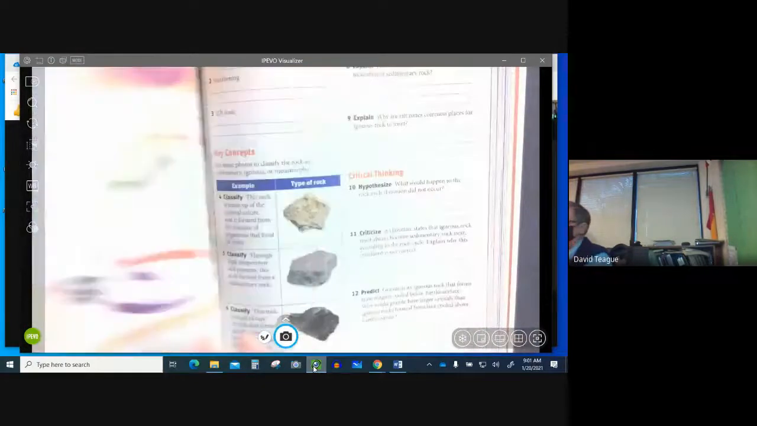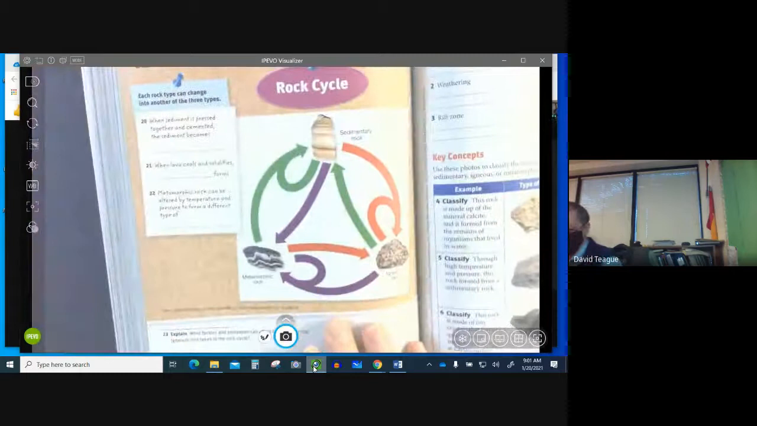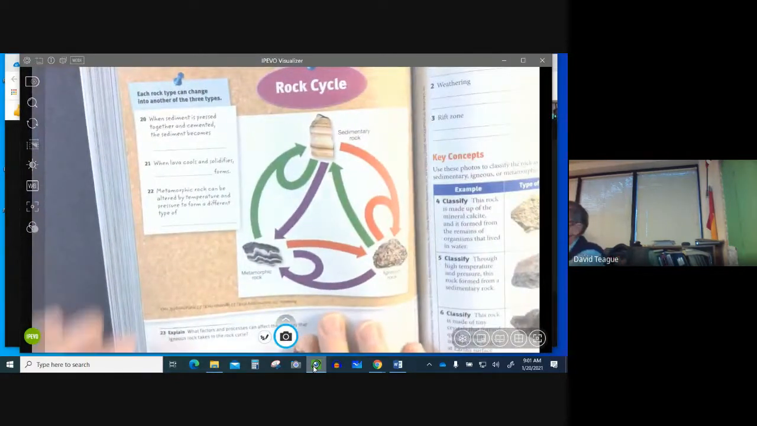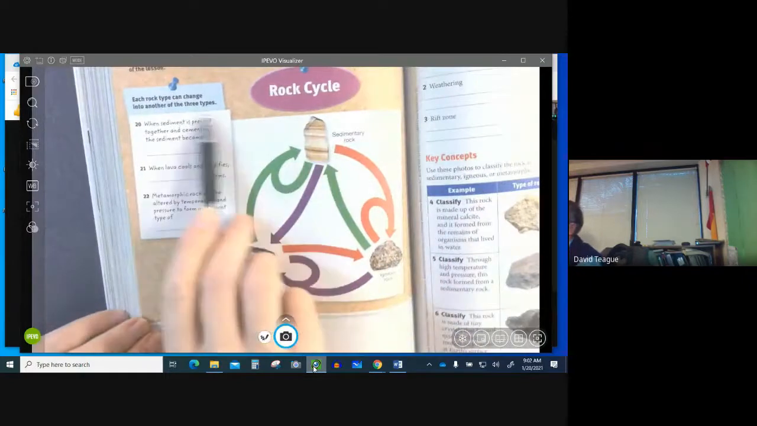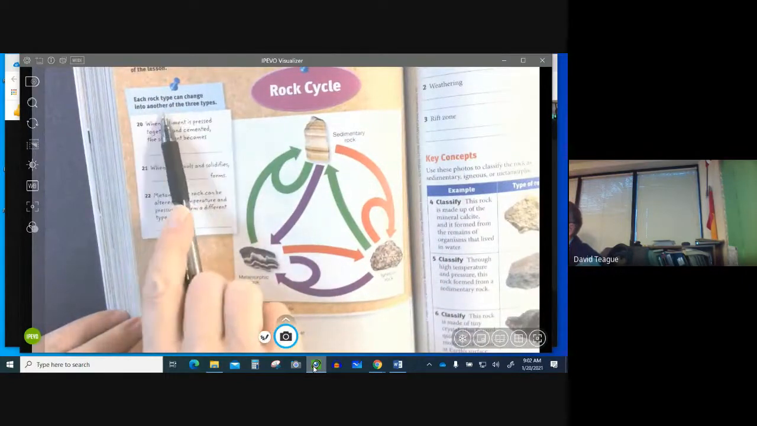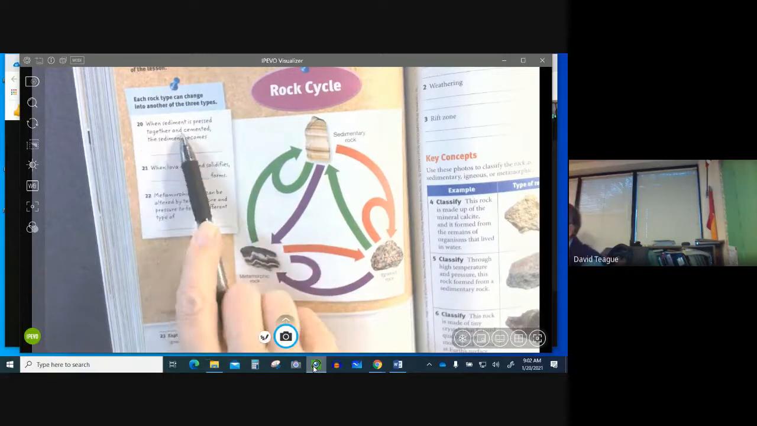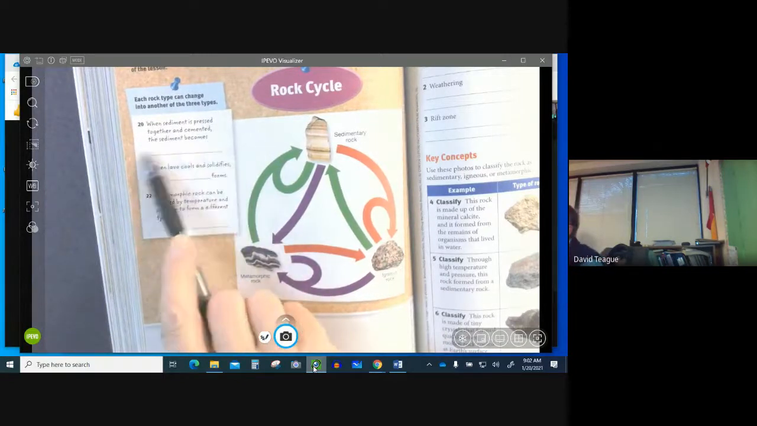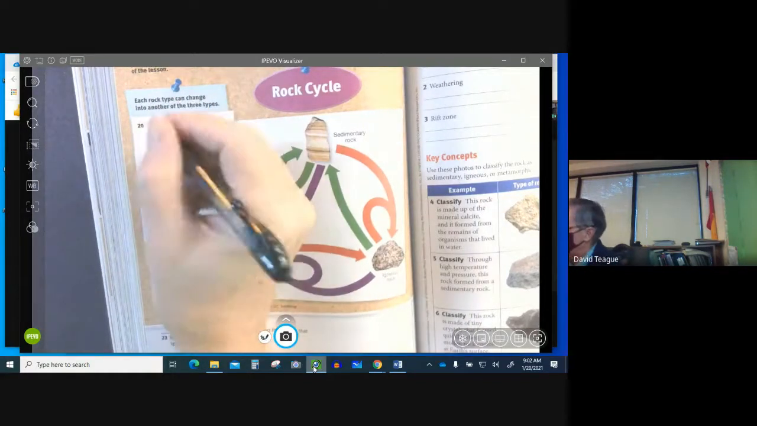That's 375, 376. Okay, visual summary to complete. There we go. So each rock type can change into another of the other three types. Number 20: when sediment is pressed together and cemented, the sediment becomes sedimentary rock.